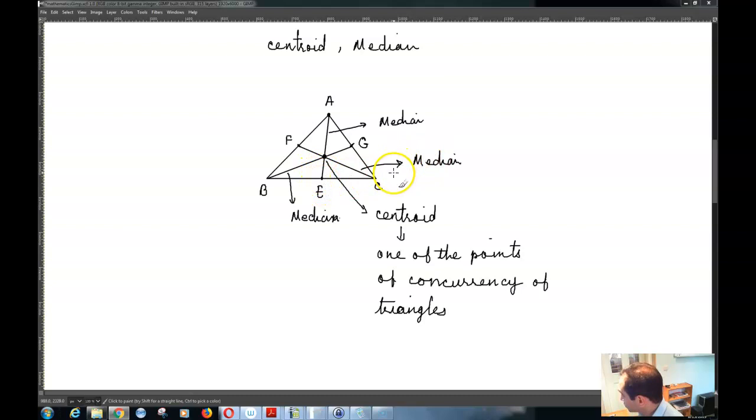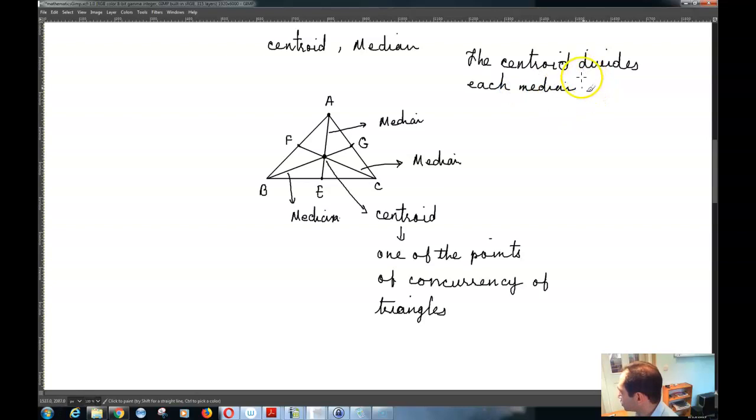And the one which is important here is that the centroid point divides each median in a ratio of 2 to 1. This is the point which is important for us right now, since we are working with the section formula. In other words, the centroid will always be 2/3 of the way along any given median.